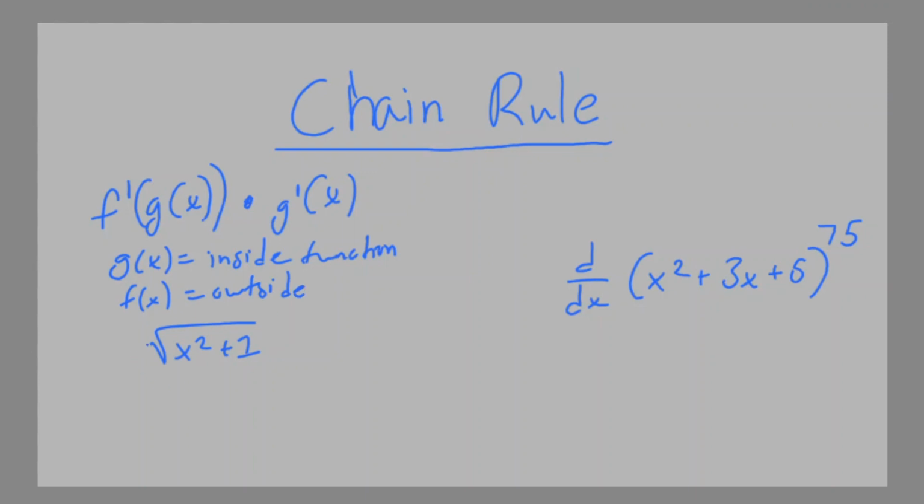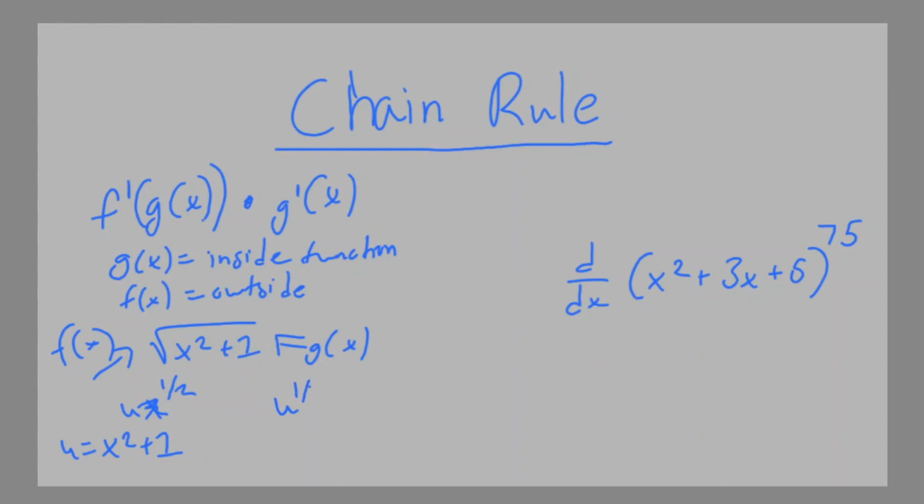If we visualize that here with radical x squared plus 1, let's say x squared plus 1 is equal to g of x, and the radical is f of x. So f as a function of x, we would write this as x to the 1/2 power, or actually let's use u. Let's say u equals x squared plus 1. It would be u to the 1/2 power.